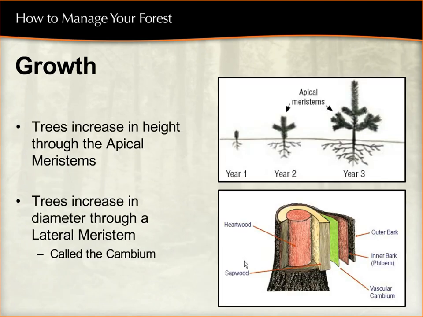Trees increase in height through the activity of the apical meristems located at the tips of the stem and branches. Diameter growth, also called secondary thickening, occurs in a lateral meristem called the cambium, shown here as the thin layer of green cells between the bark and the wood.